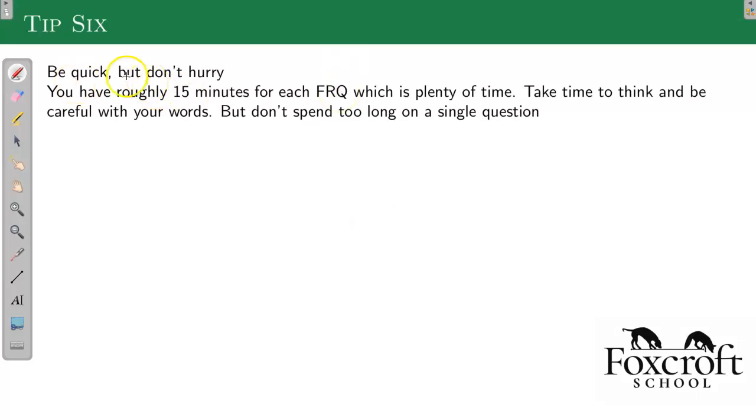All right, and then a kind of famous saying: be quick, but don't hurry. For the free response, in the calculator section, you have 30 minutes for 2. In the non-calculator section, you have 60 minutes for 4. So that gives you exactly 15 minutes for each free response question. Some of them you may be able to answer quicker. Some of them that use the calculator a lot might take you a little bit longer. But your goal is to use about 15 minutes.